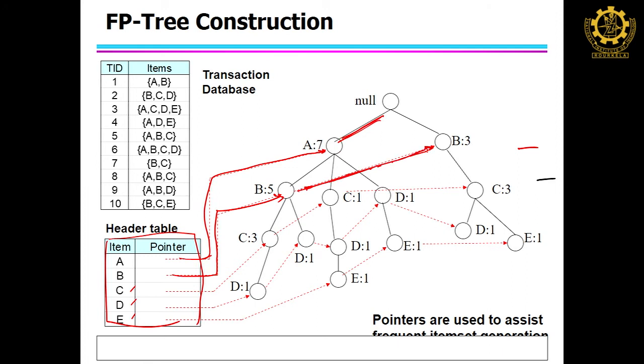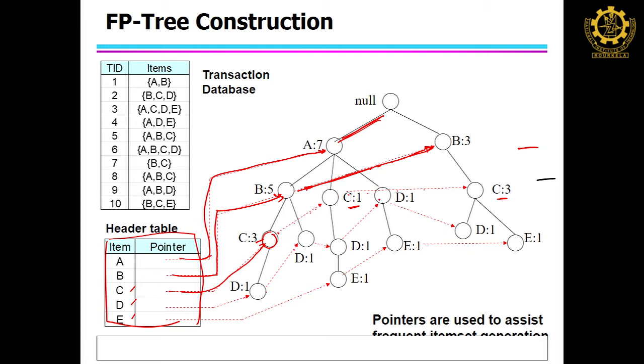So, there should be a link. Similarly, C will be linked to the first node and then each C will be linked here, this one. So, if you add 3 plus 4, 4 plus 3, so 7. So, cardinality you will get easily. Similarly, D will be connected here and then here.